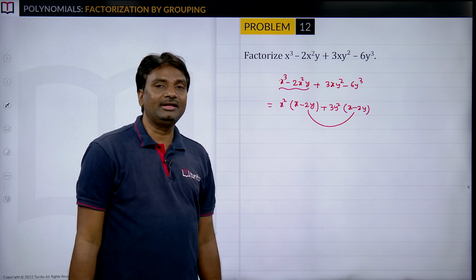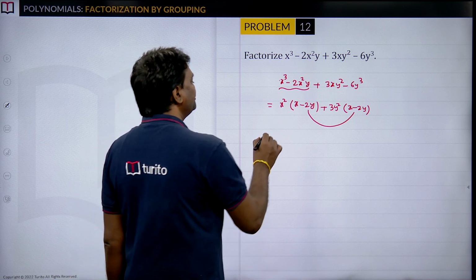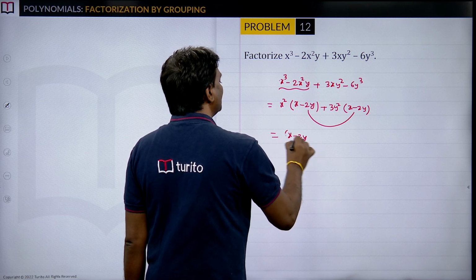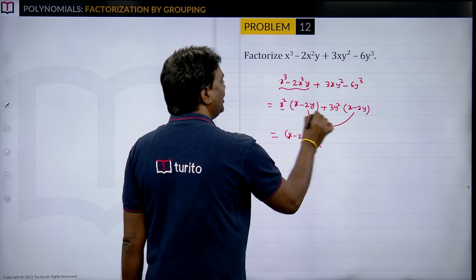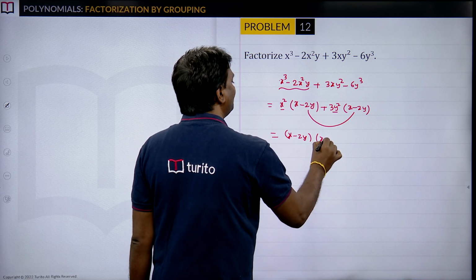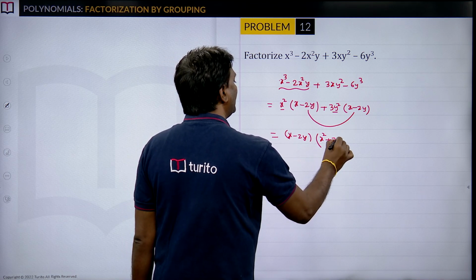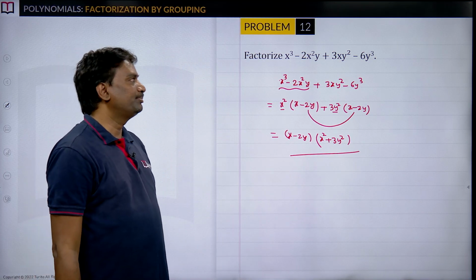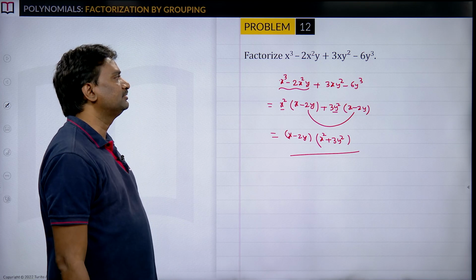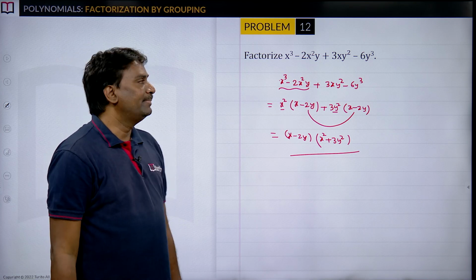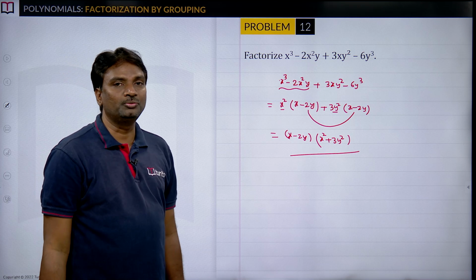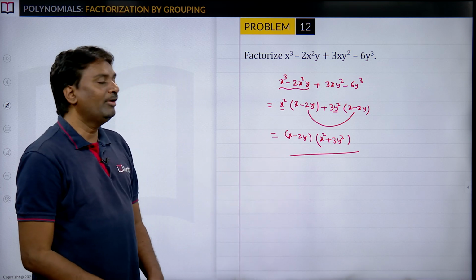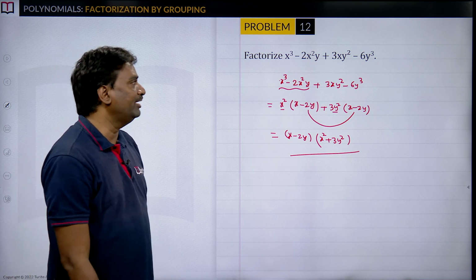So, that is why by taking x minus 2y as common, here we have x square, here we have 3y square, x square plus 3y square. So, that is why we can express the given polynomial x cube minus 2x square y plus 3xy square minus 6y cube as the product of two terms as x minus 2y and x square plus 3y square.